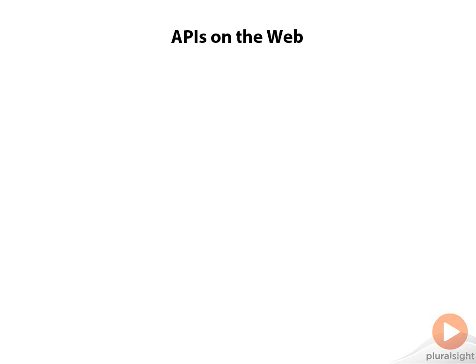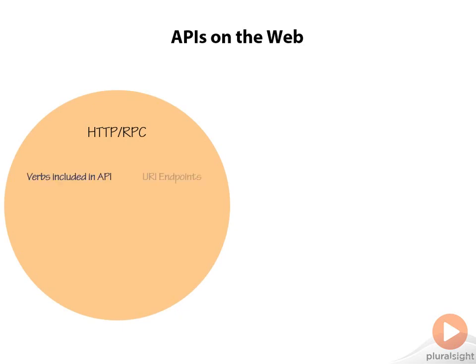When you're building APIs on the web, there are several ways you can build them. These include HTTP RPC, which means using HTTP and remote procedure calls to call into methods across the web. The verbs themselves are included in the APIs, like get customers, insert invoice, delete customer, and each of these endpoints ends up being a separate URI. So for each of the types of operations you're doing, you're going to expose a new URI. This is more of the old school model of how you would expose an API on the web.